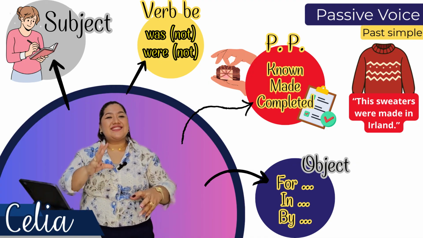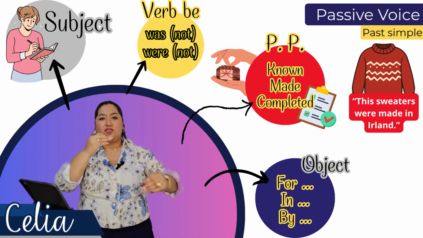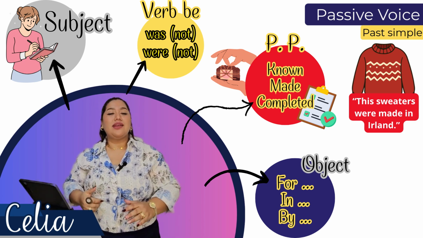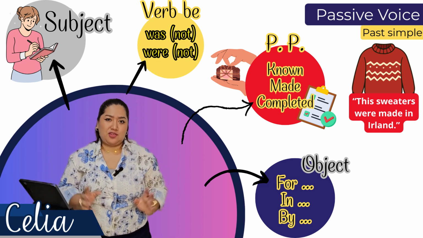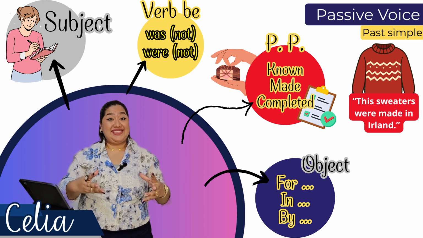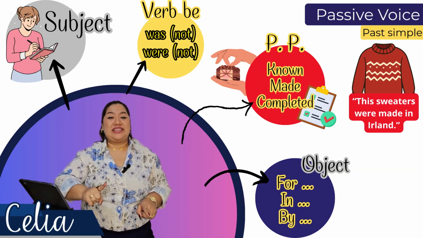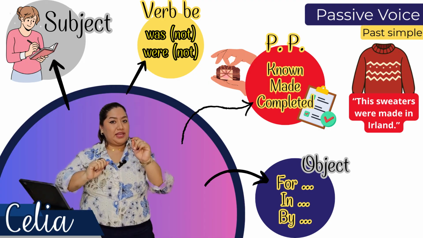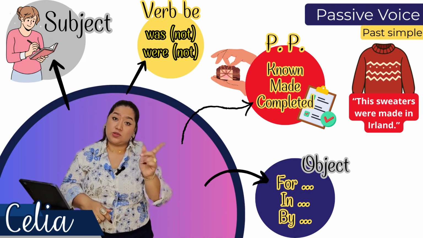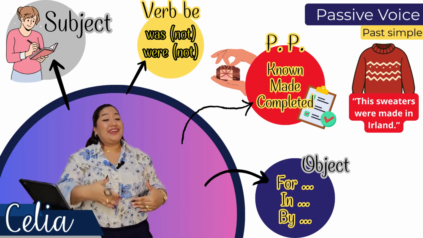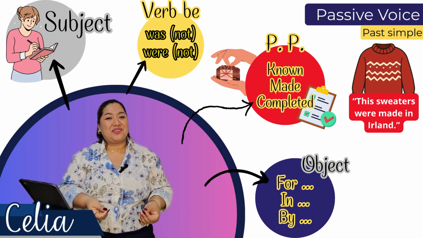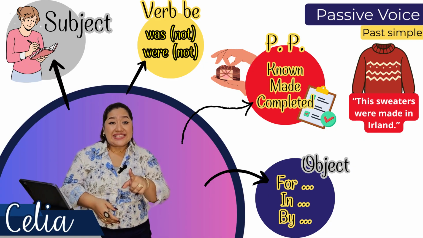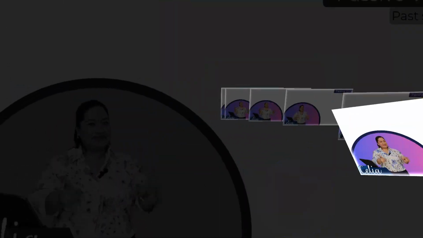Of course, it's not a must to add the by and then who was the doer. It's just up to you. You decide. Okay, that's it. Again, past simple passive voice: the subject, who is the receiver, then the verb be in past simple tense, was, were, wasn't, weren't, then PP, excellent, this is a verb in past participle, and finally a complement. You got it. Now let's hit the next part.